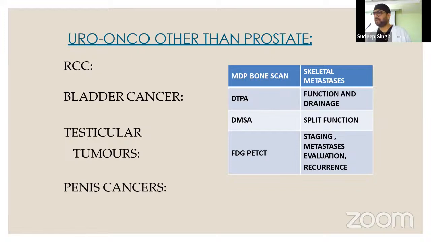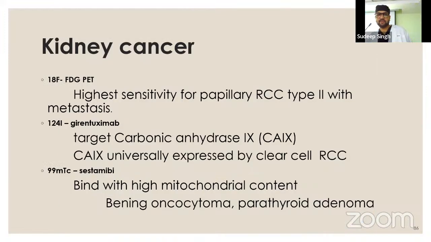The MDP bone scan can be used to detect skeletal metastases. The DTPA scan can be used for functional and drainage evaluation, DMSA for the split function, and FDG for staging, metastatic evaluation and recurrence. For kidney cancer, FDG PET has the highest sensitivity for papillary RCC type 2 with metastasis.